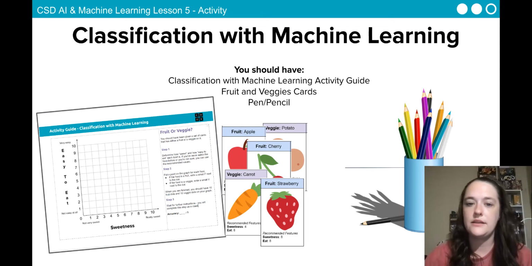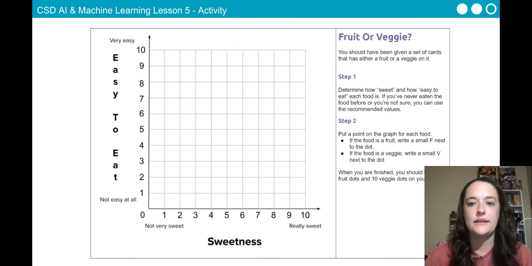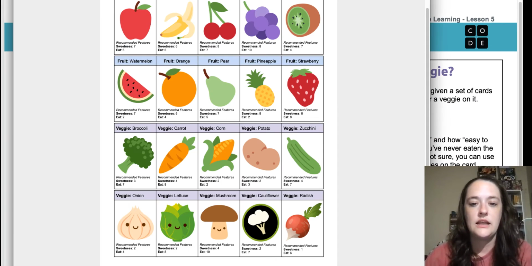Let's look at the directions on the activity guide. Step 1 is determine how sweet and how easy to eat each food is. If you've never eaten the food before or you're not sure, you can use the recommended values. I would maybe just go ahead and go with the recommended values, even if I don't necessarily agree with them, because, like, let's see.